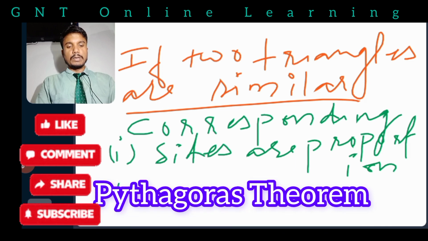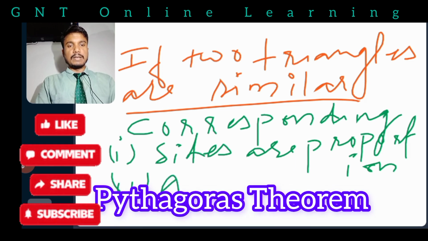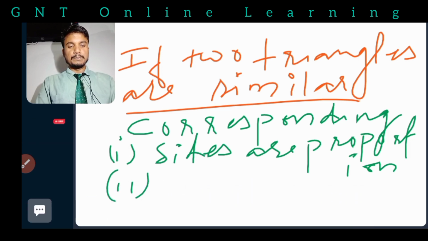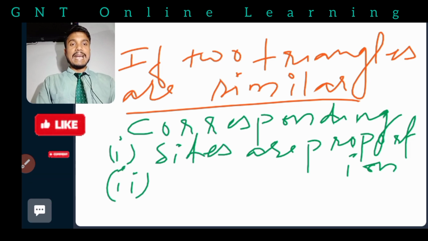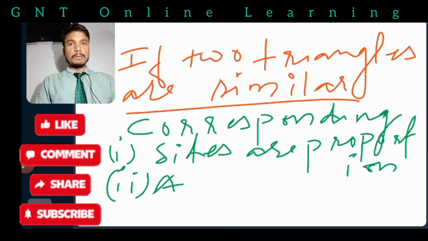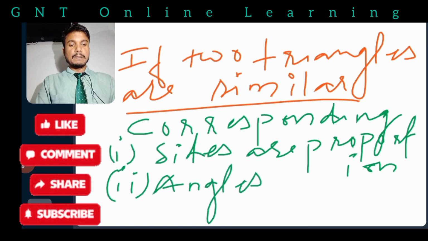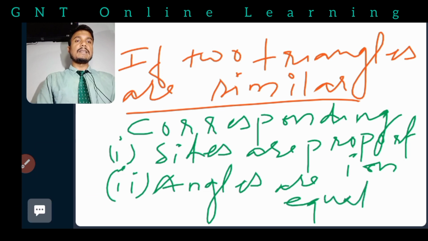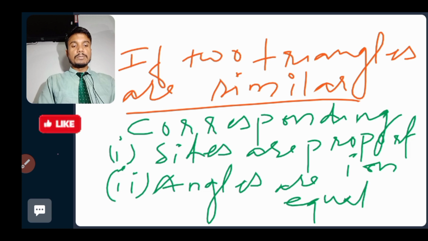Number two, corresponding angles are equal. So these are the rules of similarity of triangles.